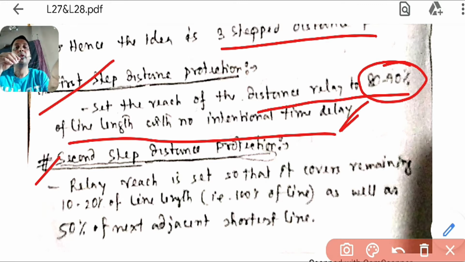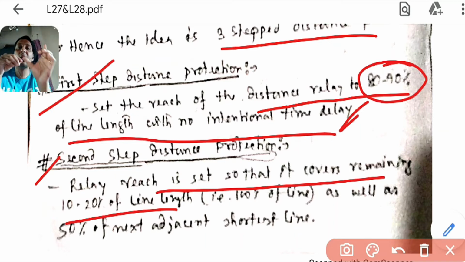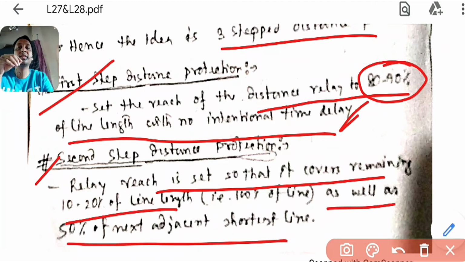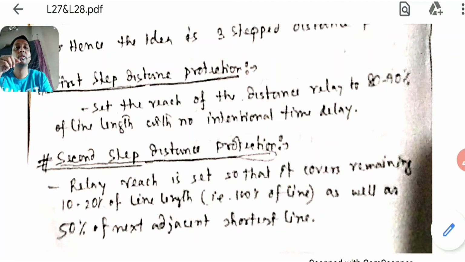In the second step, what we are doing, it will take care of the next 10 to 20% of the line. That means 100% of the line will be taken care of by it. Rest, it will also take 50% of the next adjacent shortest line. Why it is shortest, we will discuss. So what we will do, we will take the entire line and then 50% of the next line. You can think of it in this way also.